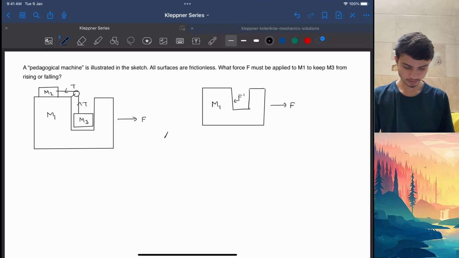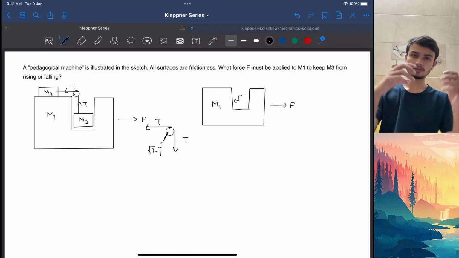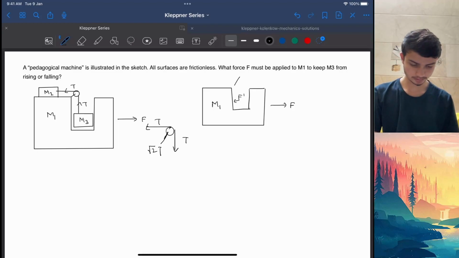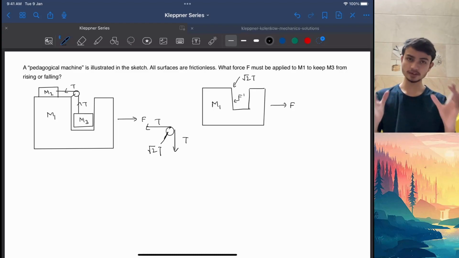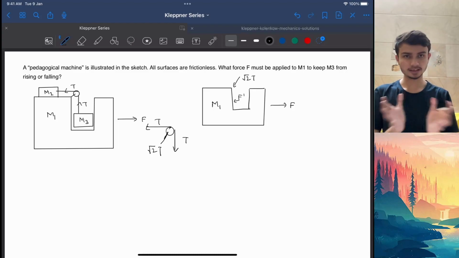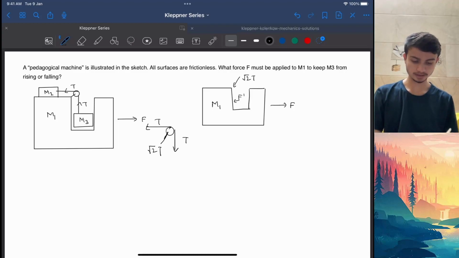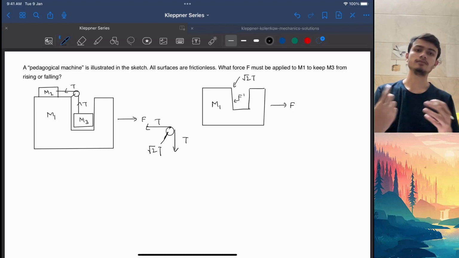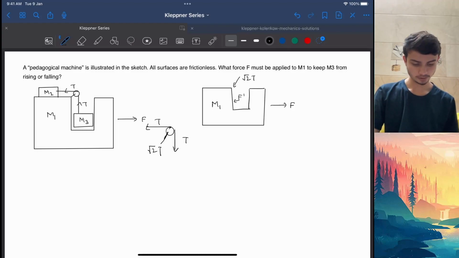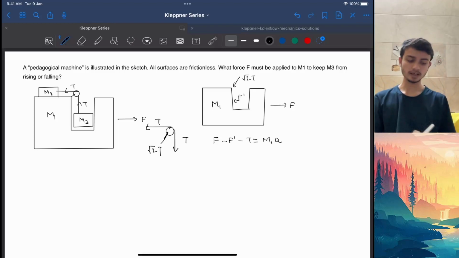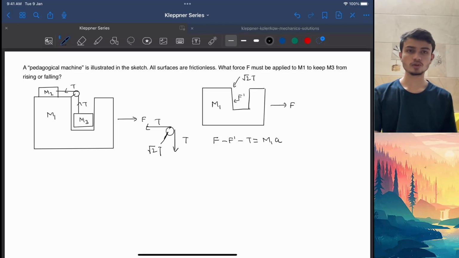And you see, at this pulley junction, there is a tension T out here, right? So there will be a net of root 2 T being applied on this M1, right? But since we are looking in the horizontal direction or in the x direction only, the vertical component of it will not be considered. So this will be F minus F dash minus T equals M1A, right? So that was the equation of motion of M1.